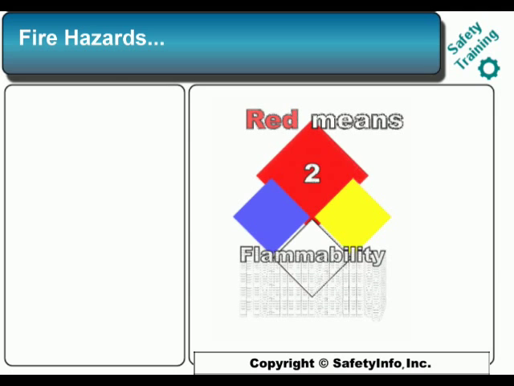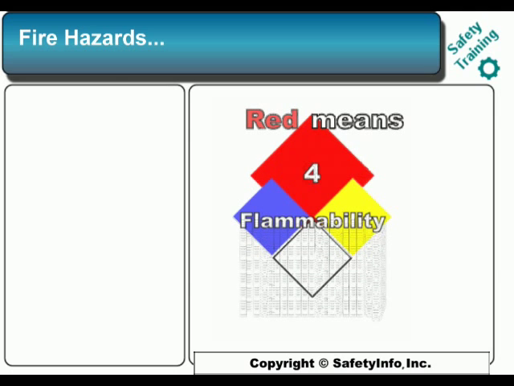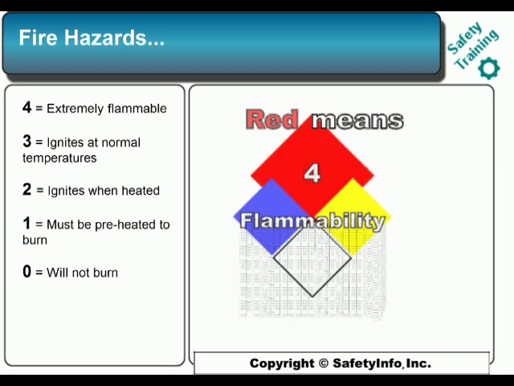The red diamond provides information on the flammability of the chemical. The number 4 in the red diamond means that the chemical is extremely flammable. 3 means that the chemical will ignite at normal temperatures. 2 warns that the chemical will ignite when heated. And number 1 tells you that it must be preheated to burn, and a 0 in the red diamond tells you that the chemical has a low fire hazard.